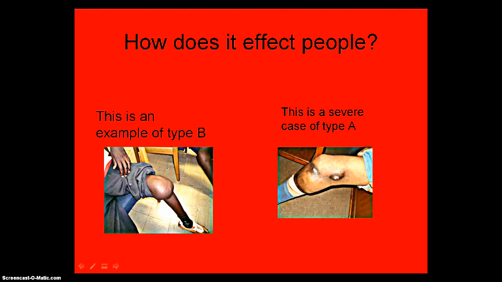Basically what happens is when the blood gets clotted too much, it'll start leaking into joints, which is where you get that kind of inflammation. I know it's kind of nasty, but it's more severe in a lot of cases because it can cause stuff like that. This is a really severe case of type A.